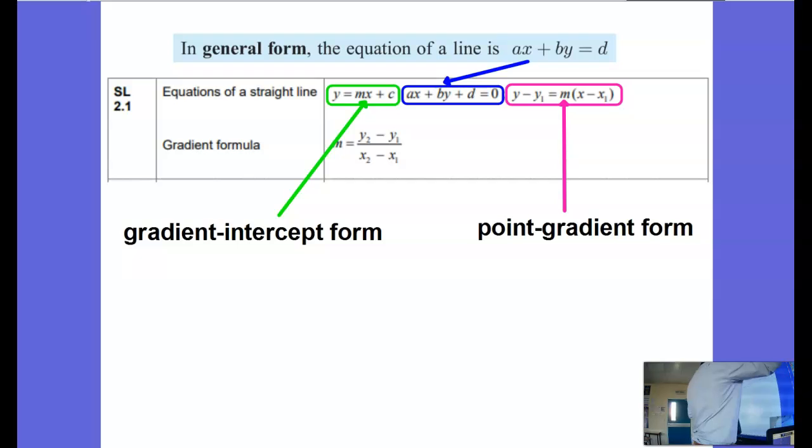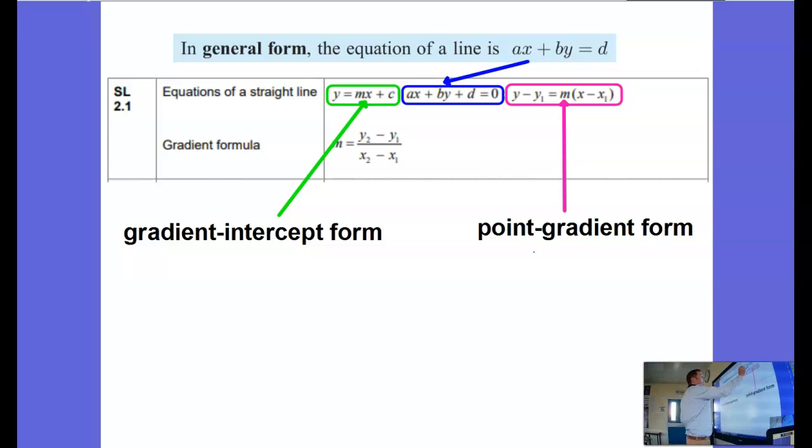So there's three forms that you'll see in an IB formula booklet. Gradient intercept form, y equals mx plus c. You've got point gradient form, which is useful if you're given a point and you're given the gradient. You can really quickly substitute in to find an equation. And it depends what you're trying to do.